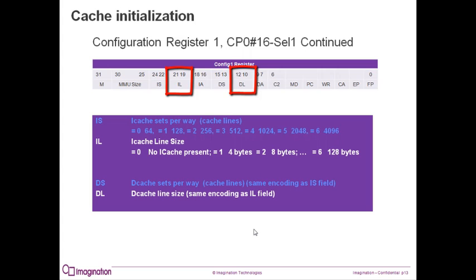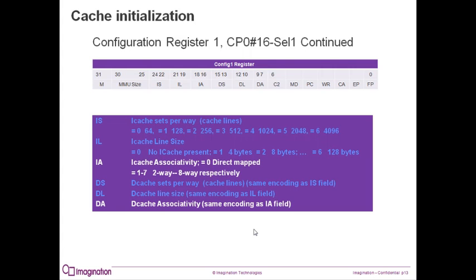The IL and DL fields encode the cache line size, or the amount of bytes of data each set holds for the instruction and data cache respectively. Legal values can be from 0 to 6. 0 would indicate no cache presence, and a 1 indicates 4 bytes, and as the value increases, the number of bytes increase by a power of 2 to a maximum of 128.